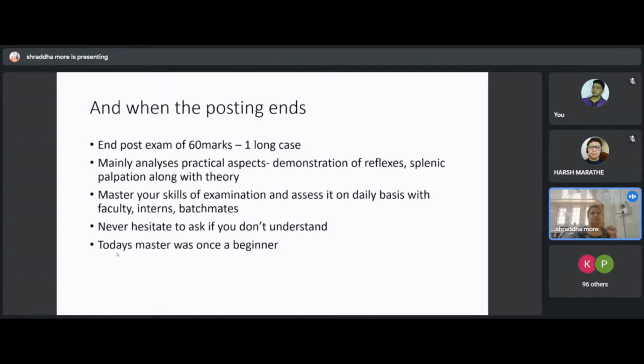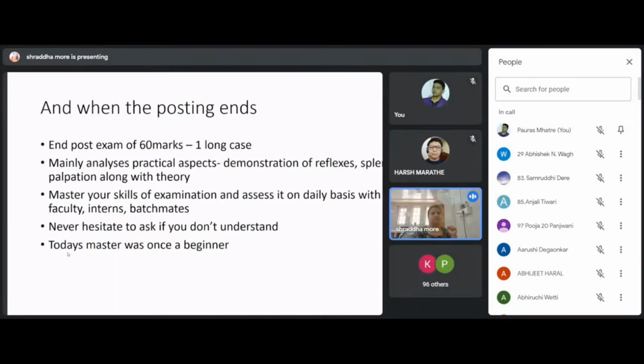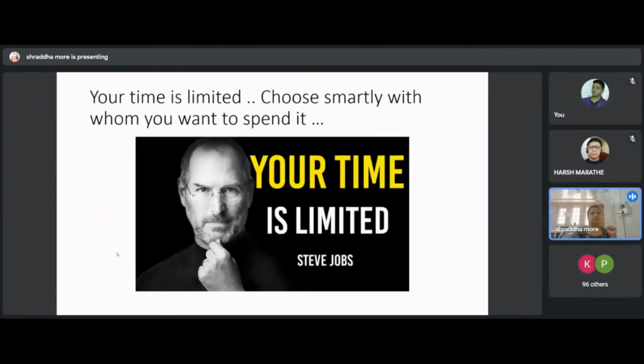Never hesitate to ask. Okay, because if you don't ask, we will not come to know what you have not understood. So please ask. Even if I don't know the answer now, I will go back, I will read, I will discuss, and I will come back to you. That is our promise to you, because today's master was once a beginner. You people are beginners, and within no time, you are going to master the skill. But your time is very, very limited. So you have to be very smart in choosing with whom you want to spend that time.